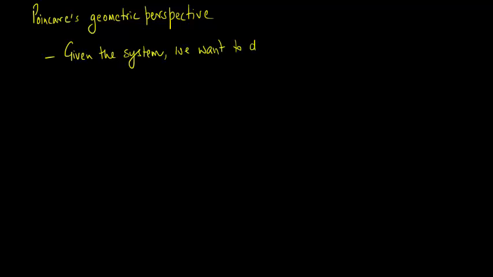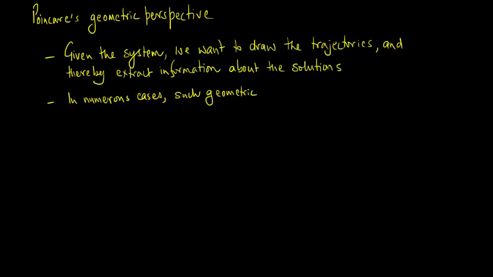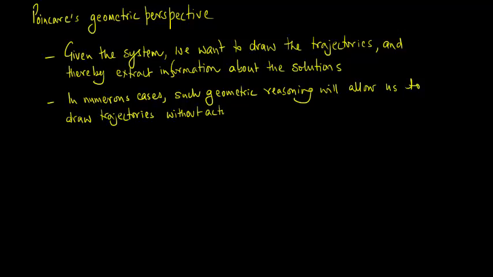Now we outline Poincaré's geometric perspective. Now, given the system, we want to draw the trajectories and thereby extract information about the solutions. Now, in numerous cases, such geometric reasoning actually allows us to draw trajectories without actually solving the system.